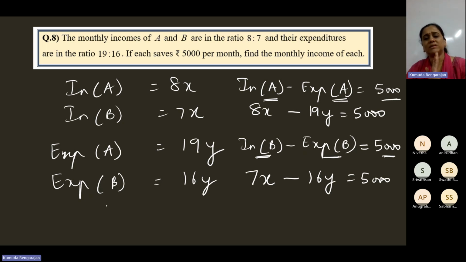You only have to find the monthly income of each. Income means you need only X value. You don't need Y value. So you eliminate Y and find X, that's all. We have to find only the monthly income of each. Income means you should find 8x and 7x. So you need only X value. You don't have to find Y value. It's okay if you find, but you don't need it to answer this question. You only have to find X. And then 8x and 7x will give you the answers.